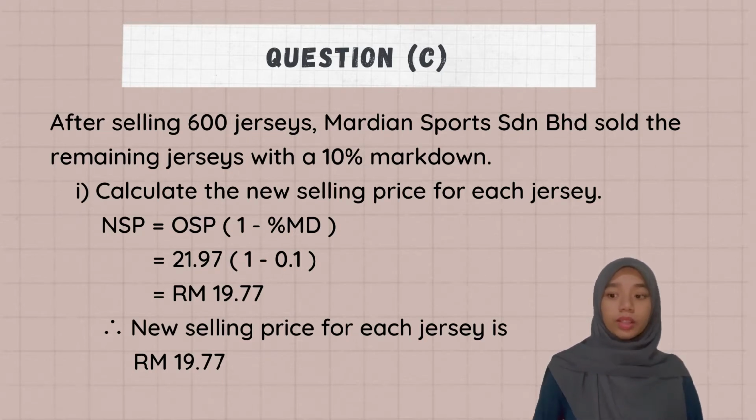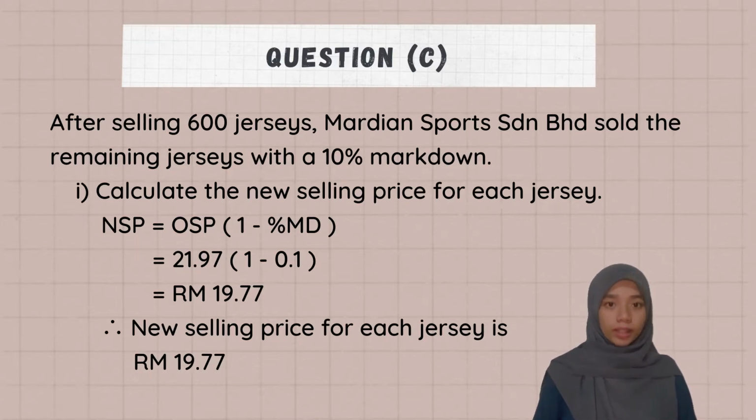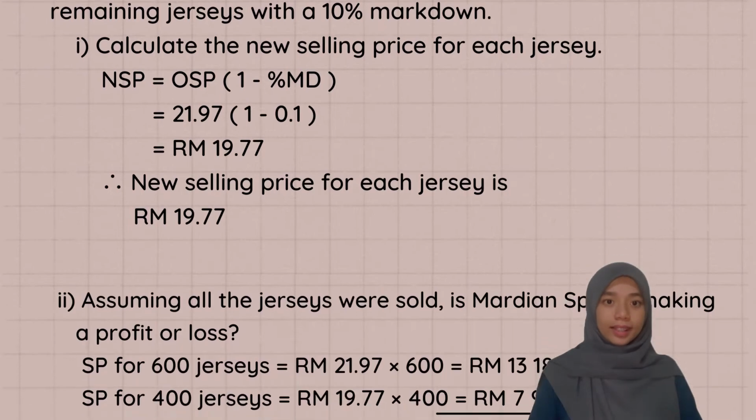So we have to use the formula, which is new selling price equals old selling price times 1 minus the percent of markdown. The old selling price is 21 ringgit 97 cent times 1 minus 0.1. So we will get the new selling price for each jersey is 19 ringgit 77 cent.